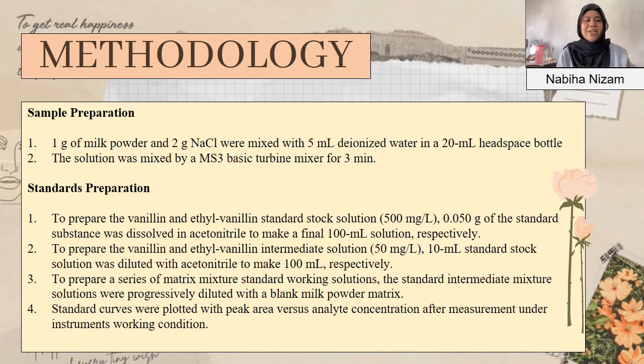Hi and Assalamualaikum, my name is Nabiyah binti Muhammad Nizam and I'm going to be explaining the methodology of gas chromatography. Let's start with the reagents and materials.